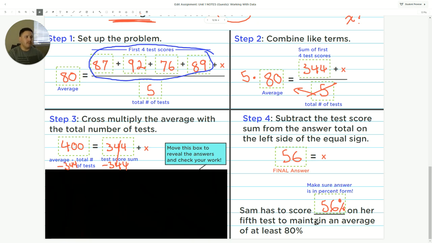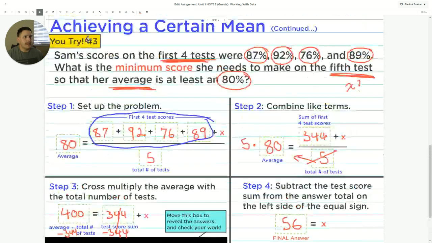So even if she fails the test, if she still wants to make a B in the course, she just needs to make a 56 on that test. That's it for you try number 3.